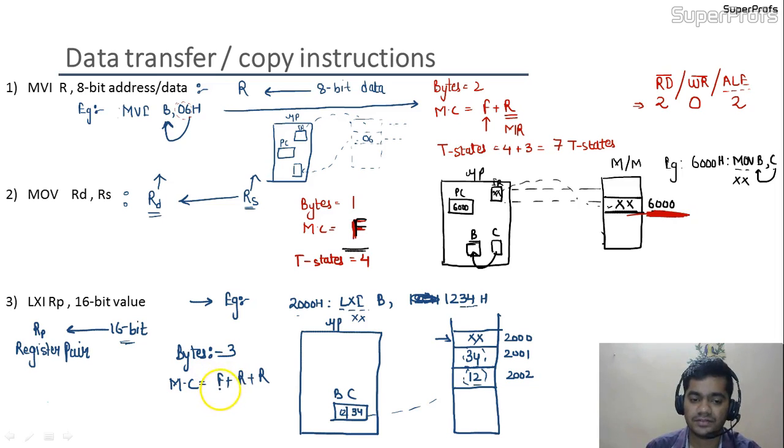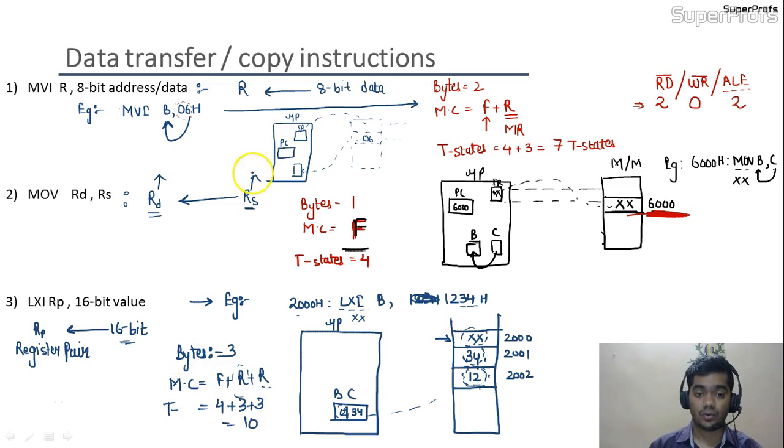For the first machine cycle, it would fetch our opcode. In the second machine cycle, it would fetch the data that is transferred to C, and in the third machine cycle, which is again memory read, it would transfer this data. And the total T states would be 4 plus 3 plus 3, equal to 10.